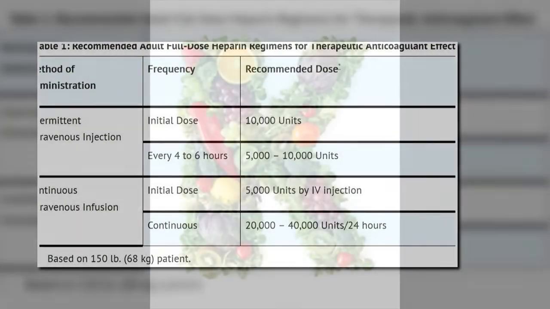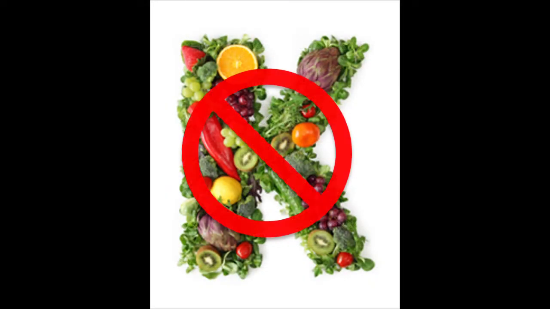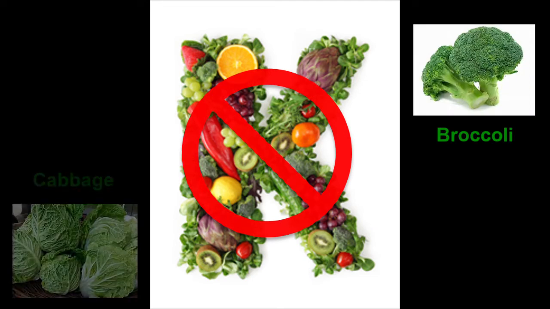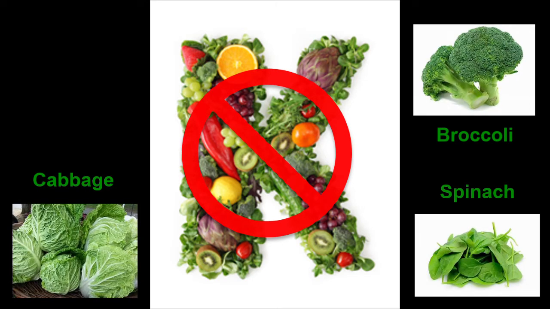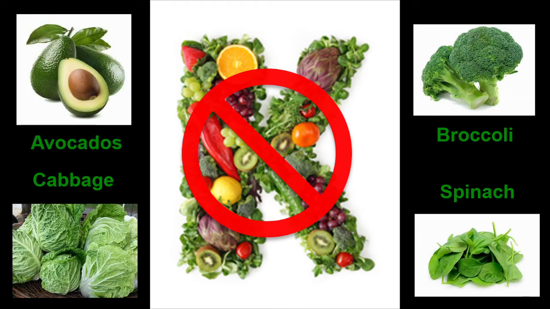initial dose. Foods high in vitamin K should be avoided while taking this medication because it can decrease the ability to prevent blood clotting. Foods to be avoided include broccoli, cabbage, spinach, and avocados, as well as collard greens, kale, turnip greens, and Brussels sprouts.